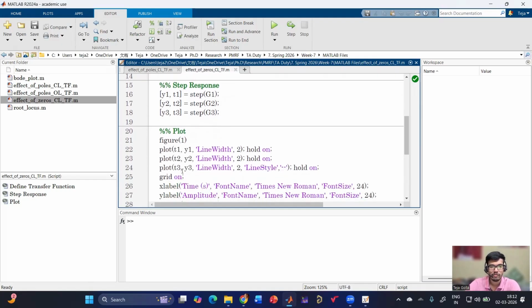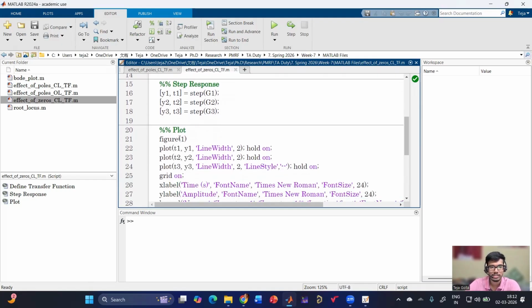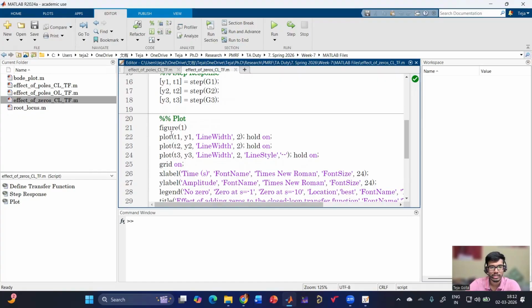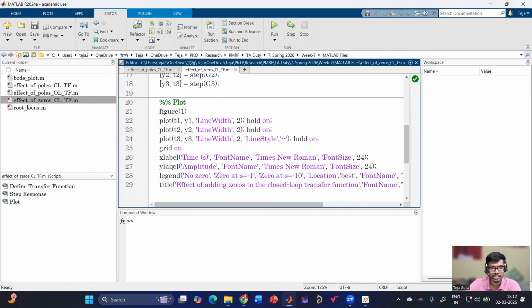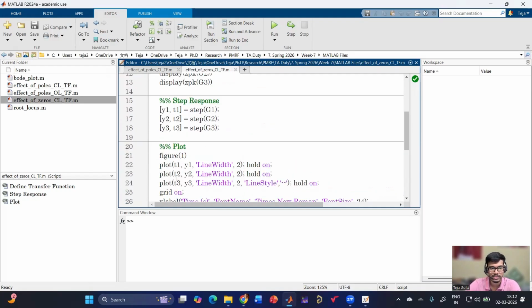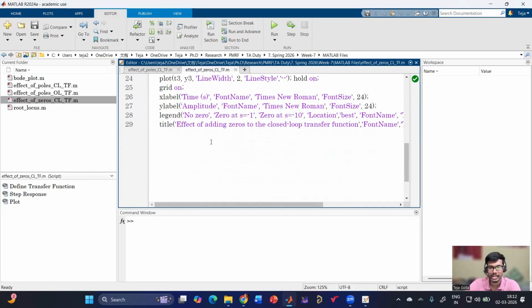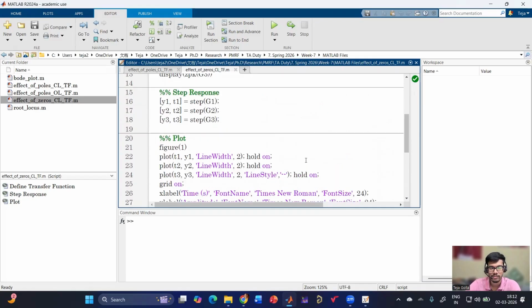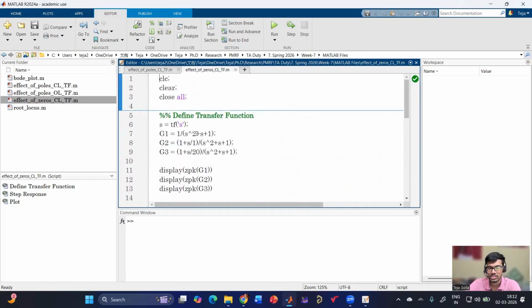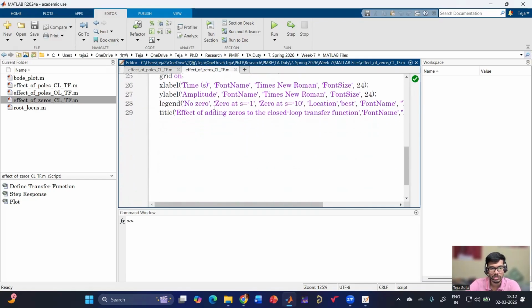Now if we finally plot it, I'm considering figure 1 where I'm plotting the step response of G1, G2, G3, and this is the command. And then these are the X labels as well as Y labels. I have also added a legend so that we'll know which color corresponds to which case. The last one is the title that I have added, which is the effect of adding zeros to the closed loop transfer function. I have one original transfer function, which I'm considering as no zero.